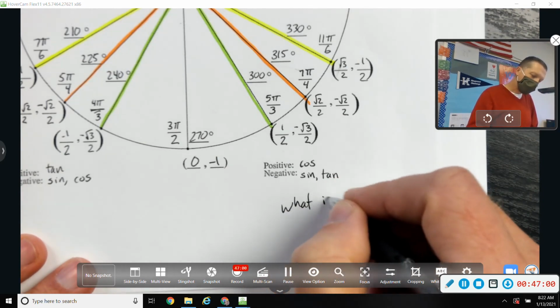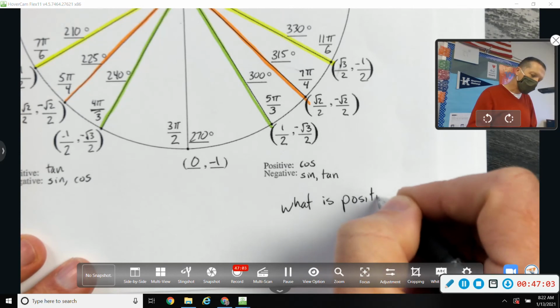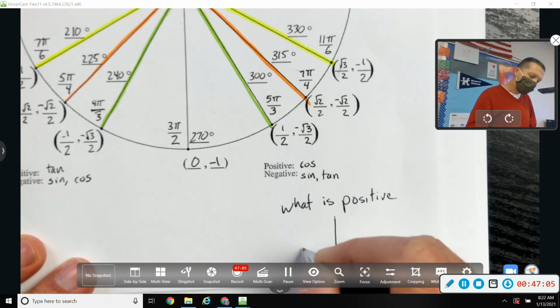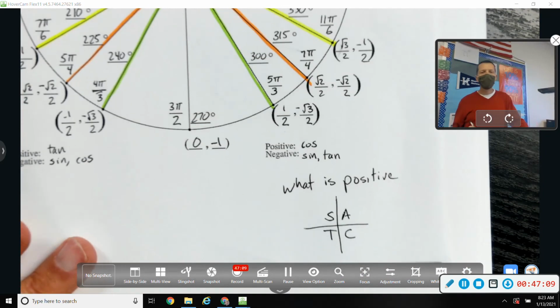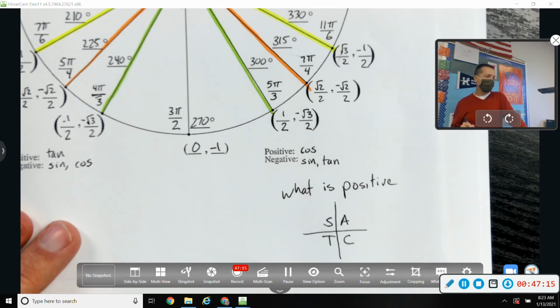But we use all students take calculus more often than not to figure out who's positive. All sine, tangent, cosine. That's kind of the shortcut to figuring out who's positive.